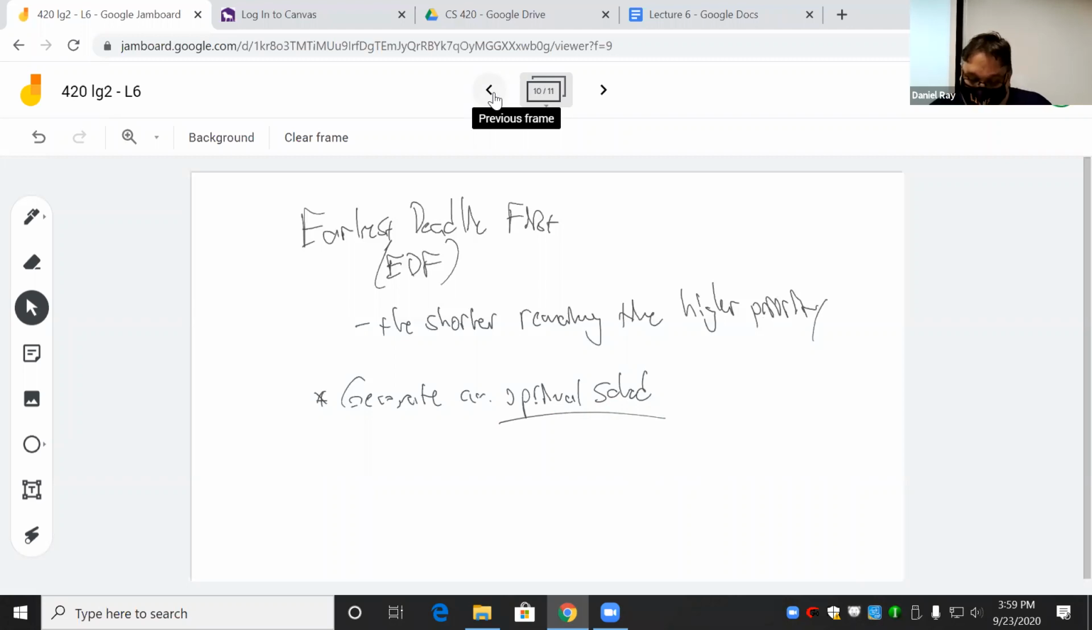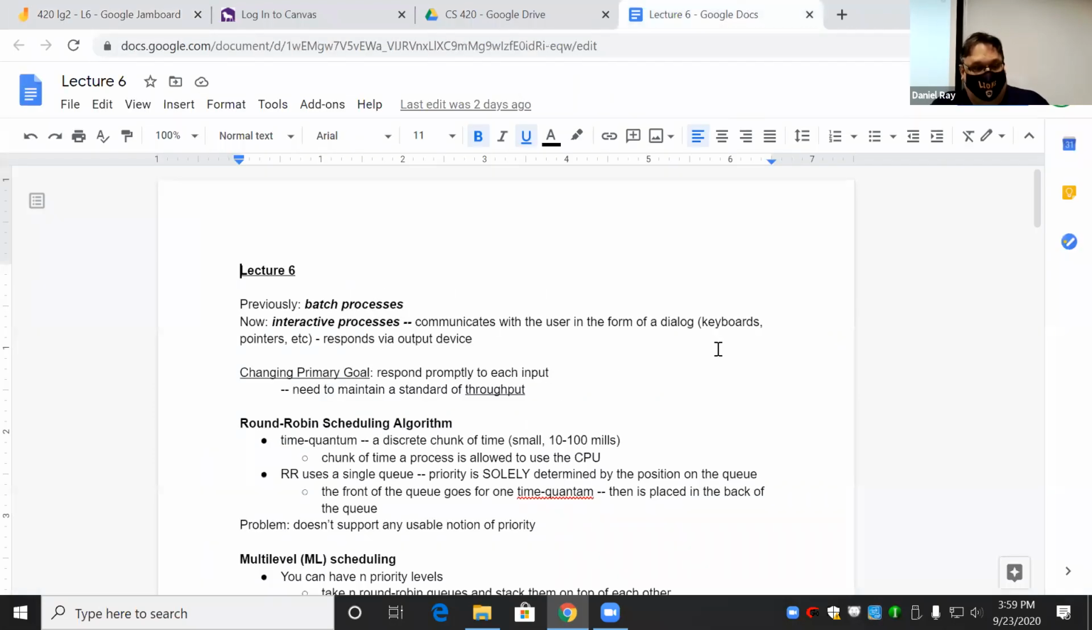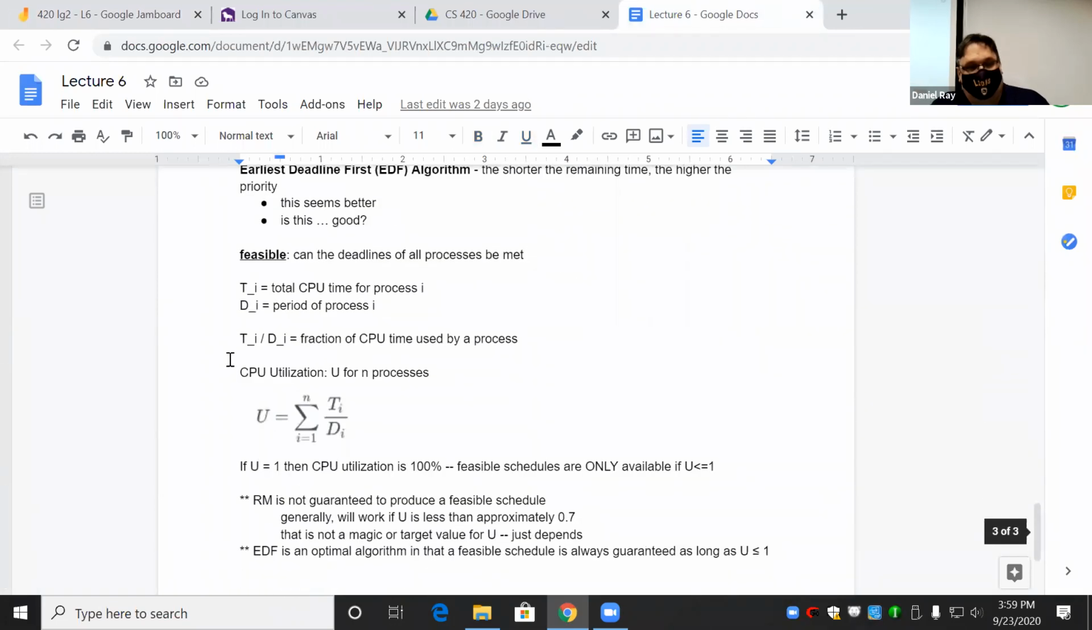Well, here, I'll just show you instead of rewriting this. You can take T sub I, right? That's the total CPU time for process I, okay? D sub I is the period of process I. And you can take a ratio of those two values, T sub I over D sub I, and that is the fraction of the CPU time used by process I, okay? U is defined as the CPU utilization.